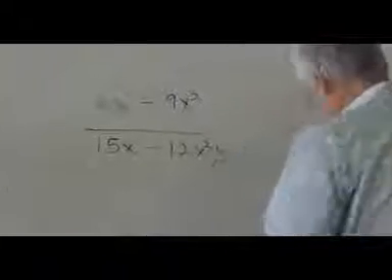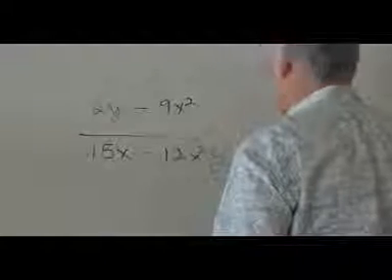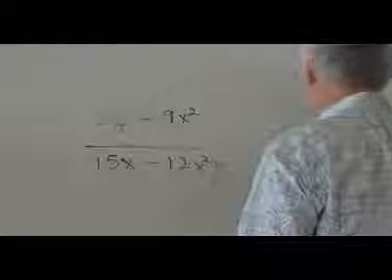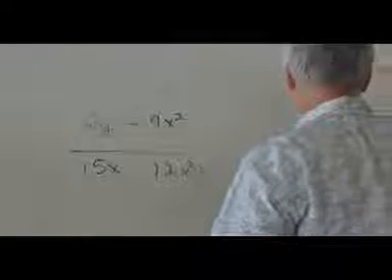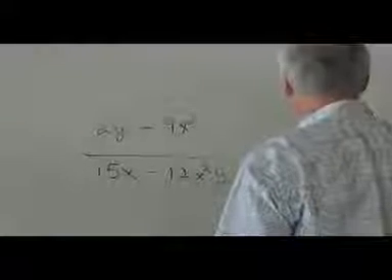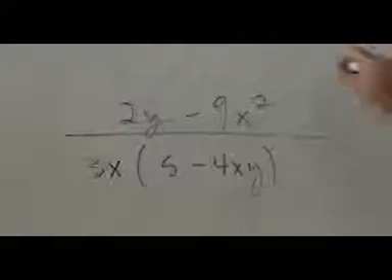Take out the 3x. And then inside, you've got 5 minus 4xy. This is our answer.